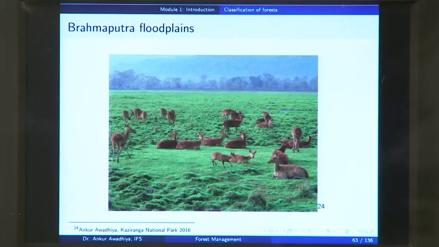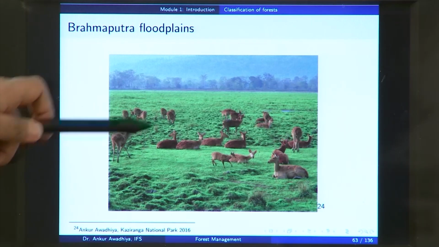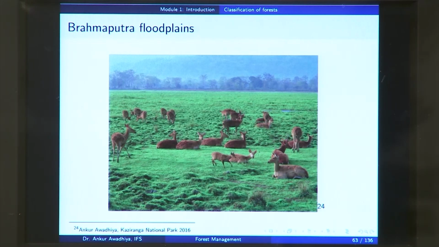Now, if you move towards the northeast of the country, then you will find these Brahmaputra floodplains, and in these floodplains, you have water that is flooding this area every year. So, the trees die out, but because you have water, you have sunshine, grasses come up very quickly, and so this whole area is covered with grasses.